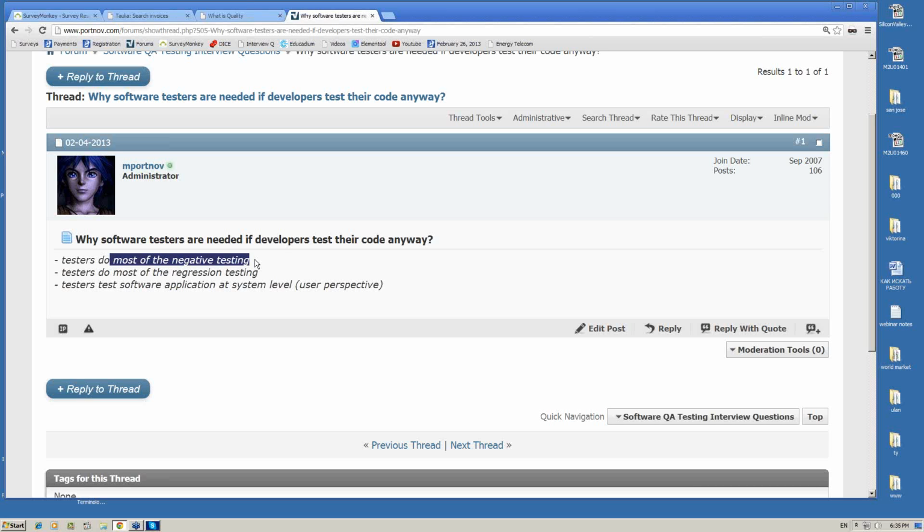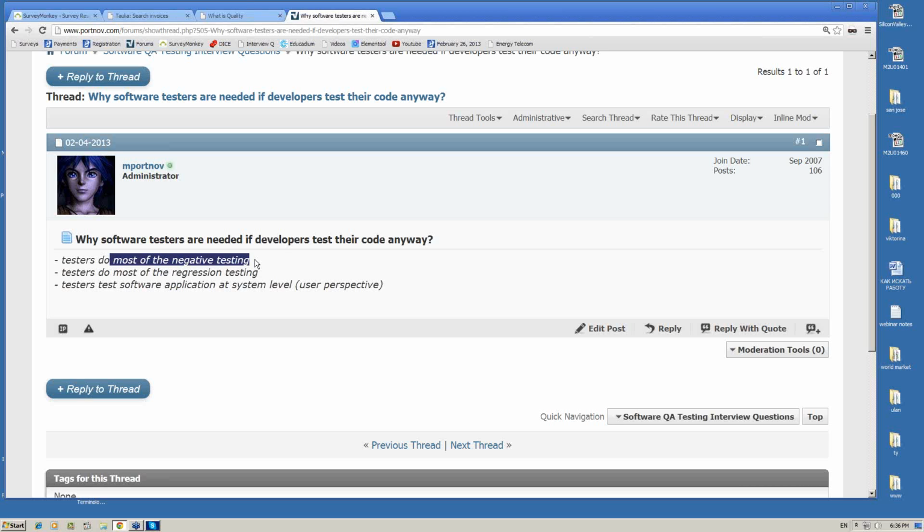Then we are saying testers do most of the regression testing. Guys, for each and every release, there is a huge volume of regression done, just making sure nothing got broken. And who does that? Testers, not developers. Developers might do some small stuff on regression, but 99.99% of regression is done by testers.